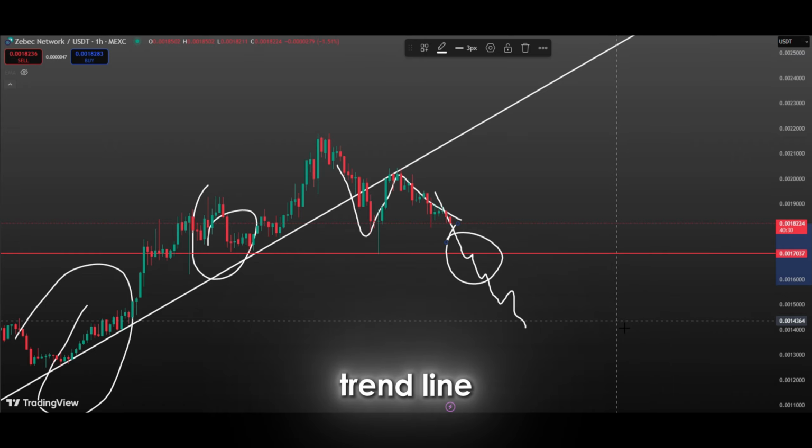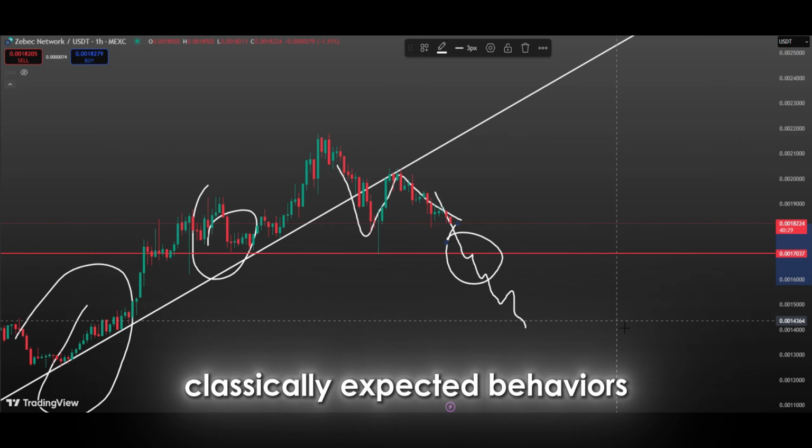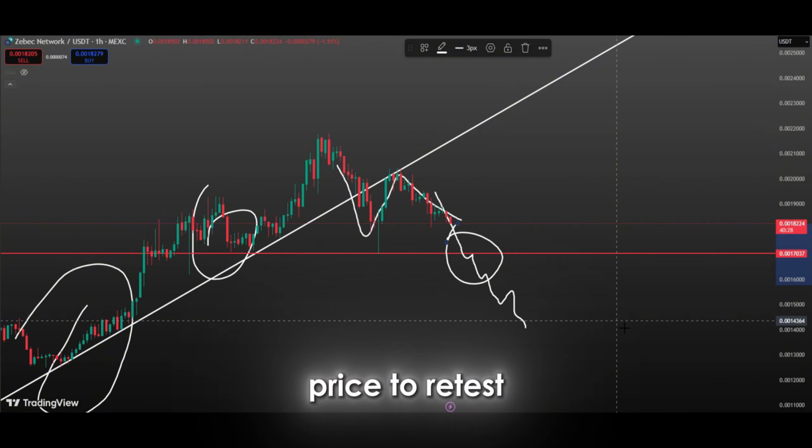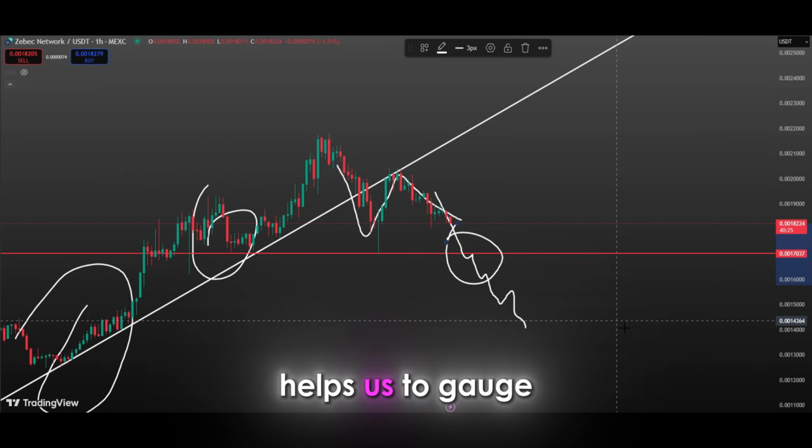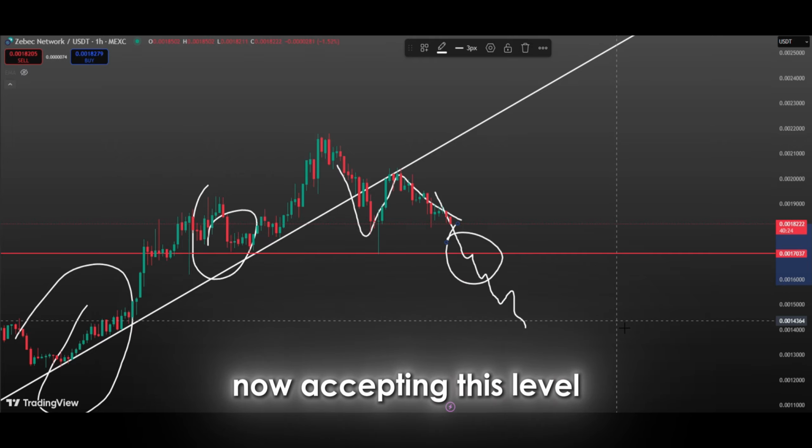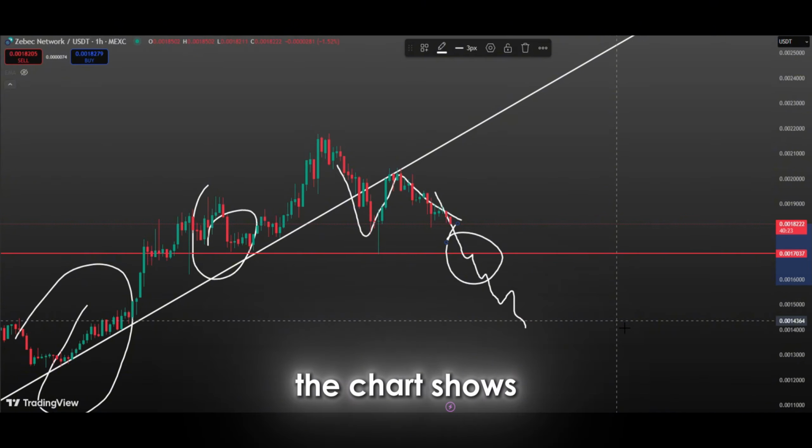Following a break of the trend line, one of the classically expected behaviors in the market is for the price to retest this important support line from above, which is called a retest. This test helps us to gauge whether traders are now accepting this level as resistance. As the chart shows, after breaking the rising trend line, the price made a bullish move back towards this area and touched this old support, new resistance line.